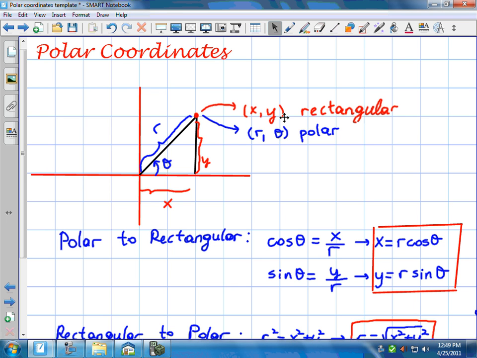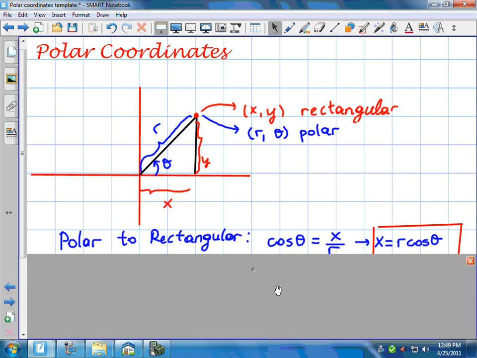Because every time you go around the circle one more time, every time you add 2 pi to theta, you come back to the same point, right? So something interesting about polar coordinates is each point is not unique. It could have multiple representations. It actually has infinitely many representations. We're going to see that in just a little bit. So how can we convert from one to the other?